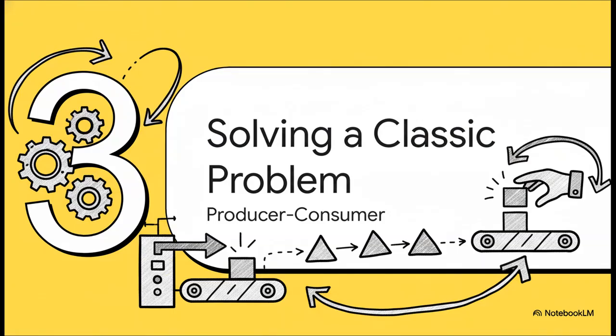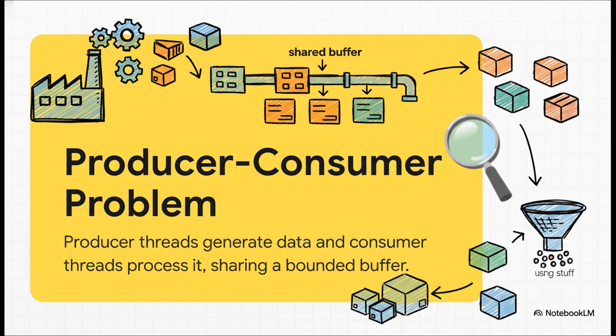Now let's make this real. Let's apply all this stuff to one of the most famous problems in all of concurrency. I'm talking, of course, about the producer-consumer problem. This is like the textbook case for inter-thread communication. You've got some threads making stuff, you've got other threads using that stuff, and they're communicating through some kind of shared space, like a buffer.